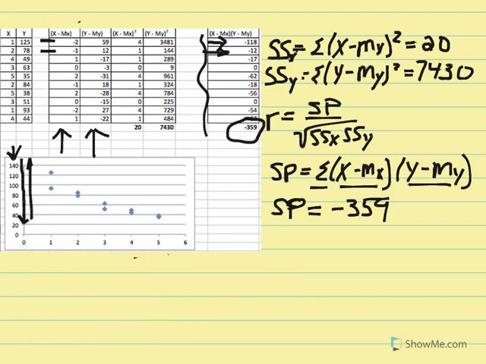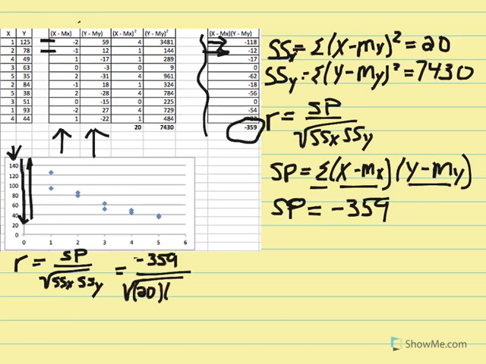All right, so R is equal to the covariability over the independent variability of each variable. So we have all of these values. So our sum of products, sum of mean deviation products is equal to negative 359 over the square root of 20 multiplied by 7,430. Okay, so in our calculators, go ahead and calculate this value. Let me do it step by step. So we have negative 359.